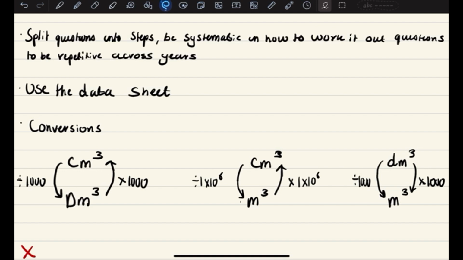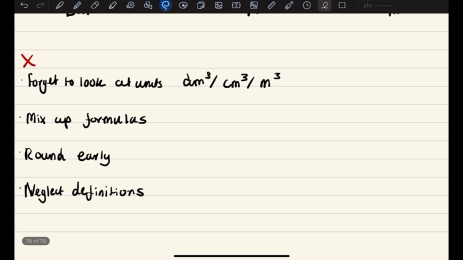What do you not want to do? Guys, look at the unit. So many people don't look at the units, don't convert, they lose marks because they didn't convert. And if you look at mark schemes, you're going to see they have alternative answers for when people didn't convert their units. Guys, do not be one of the people who miss out on the mark because you didn't convert the units. Mixing up the formulas as well happens.